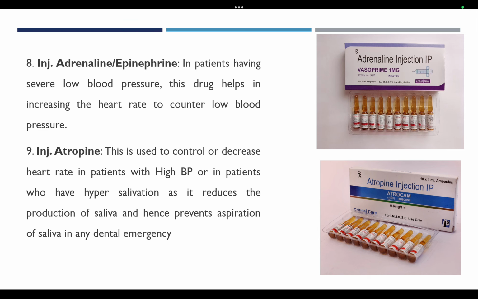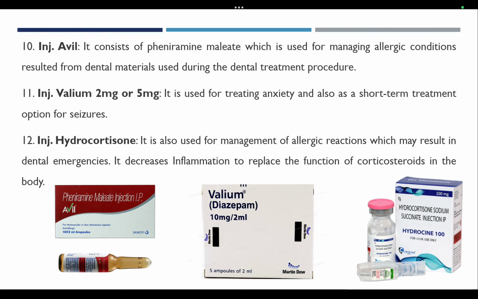Okay, let's move to the drugs. The first injection that must be available is adrenaline or epinephrine. It's used in patients having severe low blood pressure. This is a drug which helps in increasing the heart rate to counter low blood pressure. Next is injection atropine. It is used to control or decrease the heart rate, or in a patient with hypersalivation to reduce the production of saliva, hence preventing aspiration of saliva in any dental emergency.